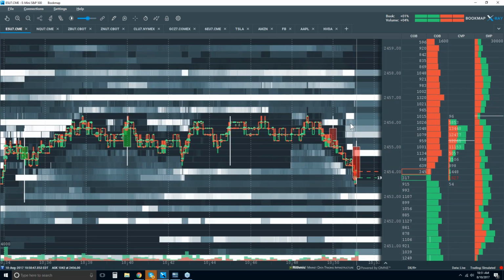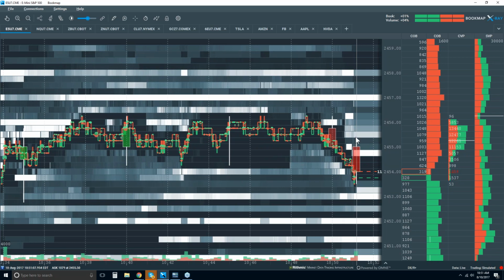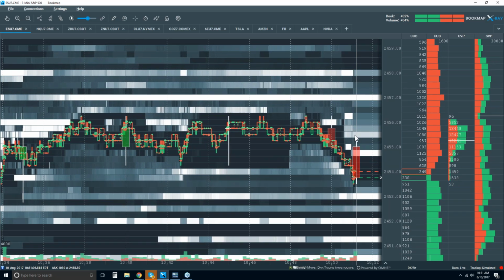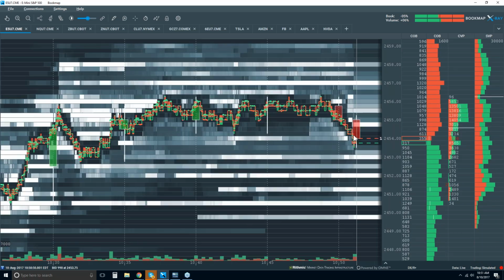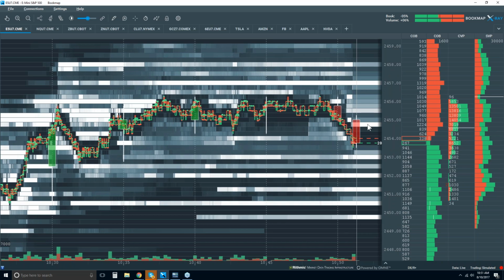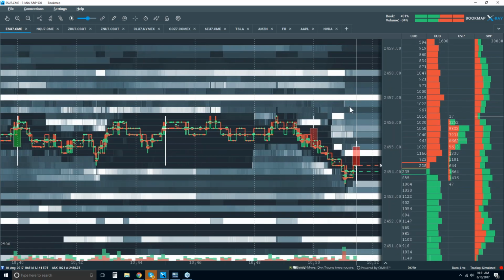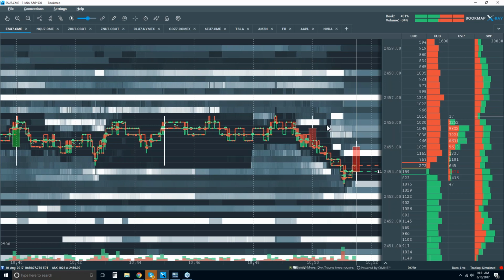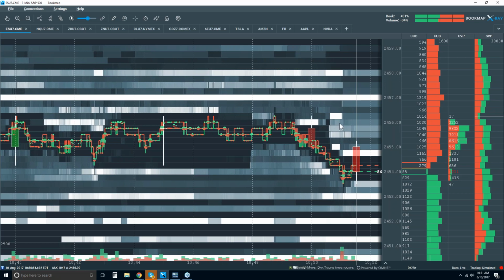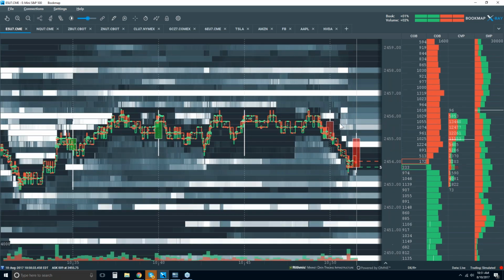Do they really mean business? Do they say enough is enough? I want to be a seller here at these lower areas, and I'm going to get a deal here. In fact, now they're starting to chase. Okay, so we can start to gauge the context of the auction and read the order flow here.